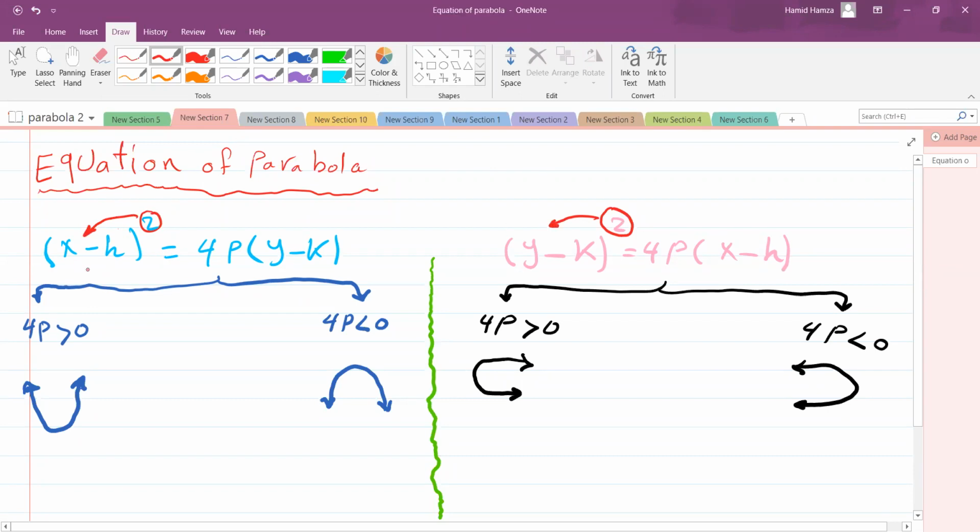So if it is above the bracket containing x, so please turn off your mics.